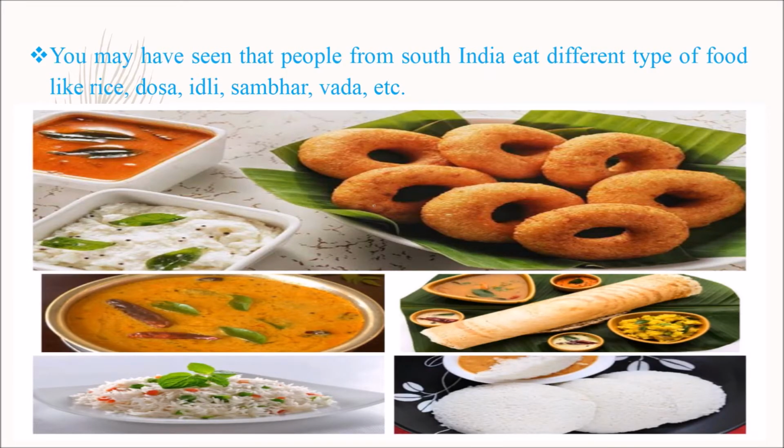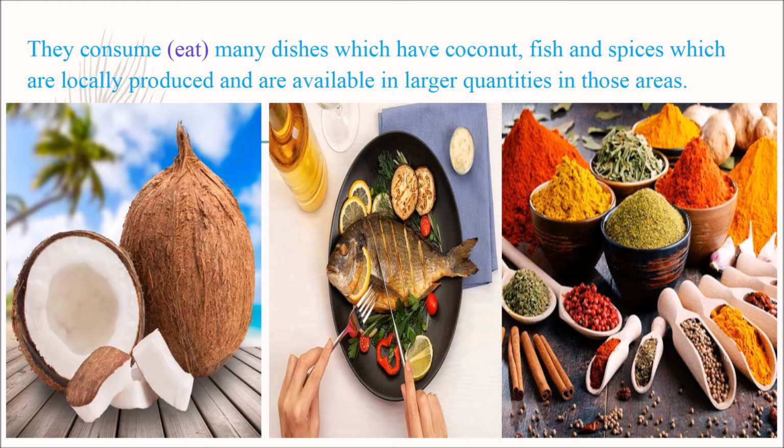You may have seen that people from South India eat different type of food like rice, dosa, idli, sambar, vada, etc. So in this picture, we can see vada, sambar, rice, dosa and idlis. They consume. Here consume means eat many dishes which have coconut, fish and spices which are locally produced and are available in larger quantities in those areas. So what is meant by spice? A spice is a seed, fruit, root, bark or other plant substance primarily used for flavoring or coloring food.